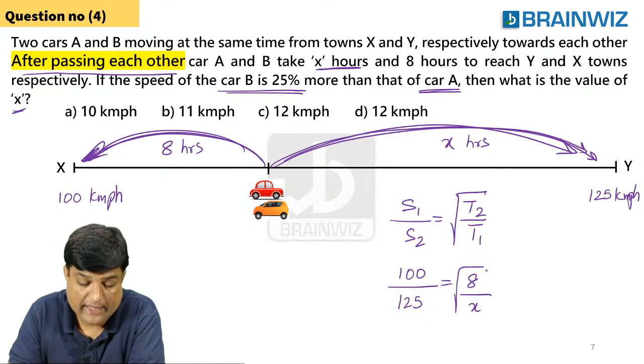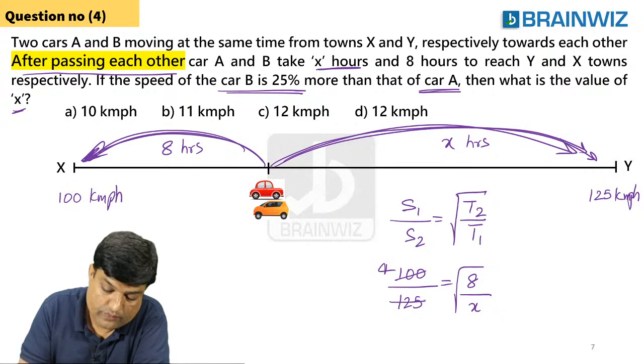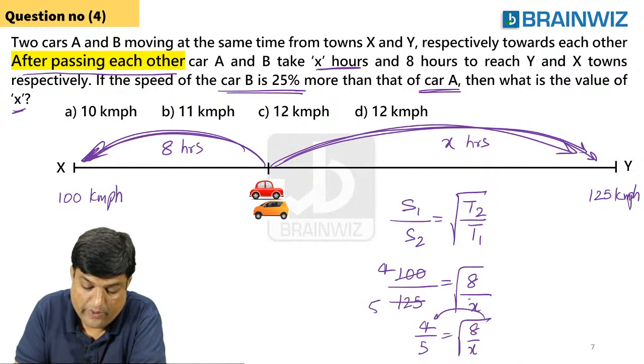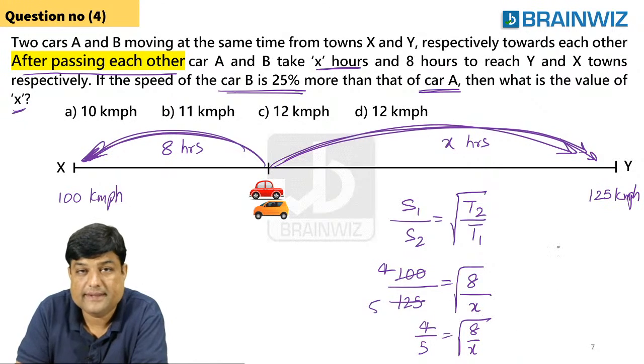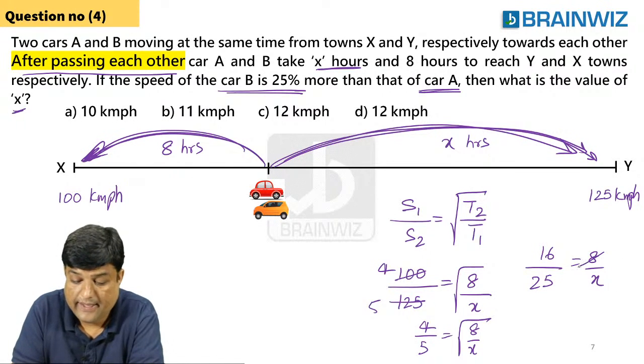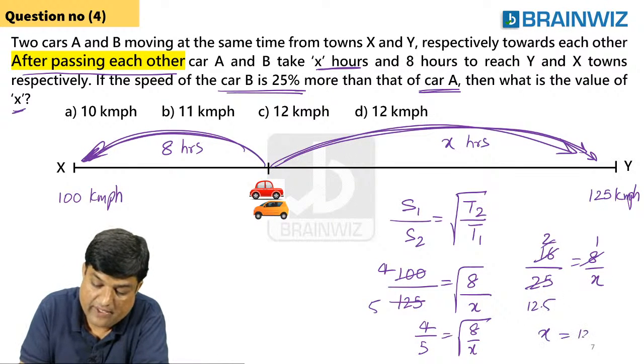So solving this, you'll get the answer, guys. Let's calculate this one. This is 4, this is 5. So 4 by 5 is equal to under root of 8 by X. When this square root goes here, it will become a square. That is 16 by 25 is equal to 8 by X. So we can cancel this: 8 ones are 8, 8 twos are 16, so X is 12.5. So guys, we can simply say the X value is 12.5.